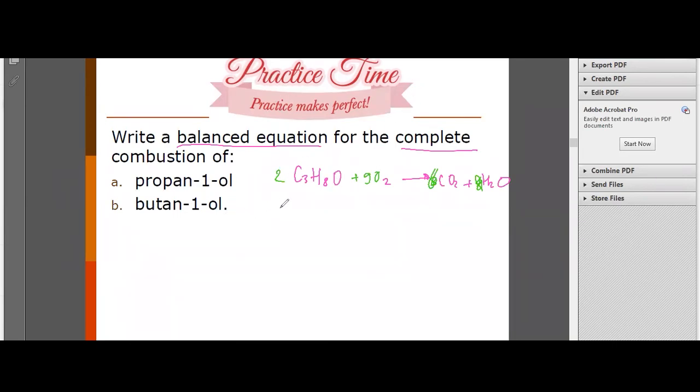For butan-1-ol, it is still the same, C4H10O. Balance this: 4, 5, 8 plus 5 is 13, 13 minus 1 is 12, so this is supposed to be 6. Okay, that's about balancing the equation for the combustion of alcohols.